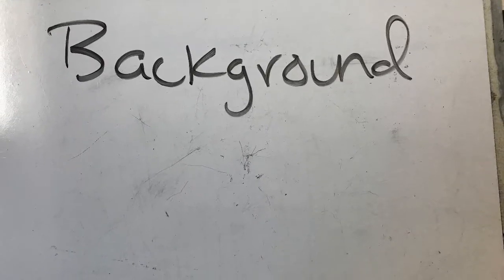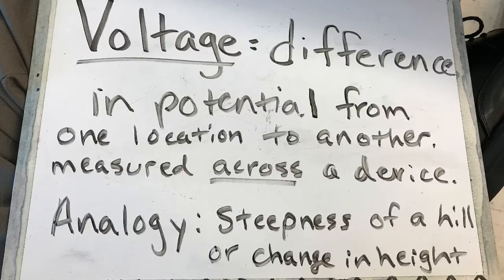So we'll make a section of background notes, and the first thing we'll talk about is voltage. Voltage is the difference in potential from one location to another, and it's always measured across a device, whether that be a battery or a resistor or just any two parts of a circuit, always measure across. An analogy of that would be like the steepness of a hill, or how high the change in height would be.